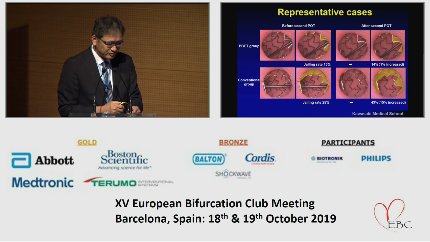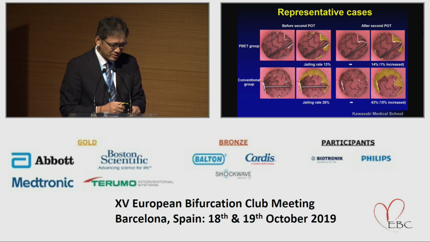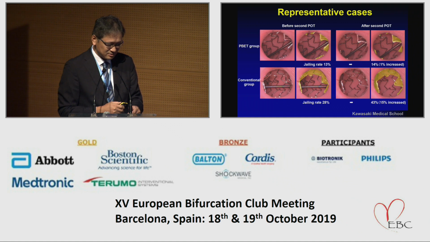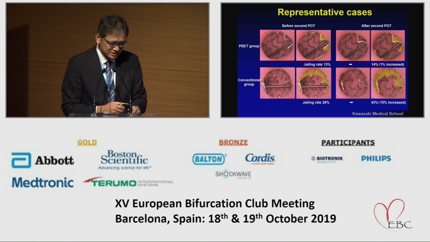So these are representative video microscope images. In the PBED group, the gapping ratio was not increased during the second POT procedure. On the other hand, in the conventional group, gapping ratio was increased by 50% during the second POT procedure.